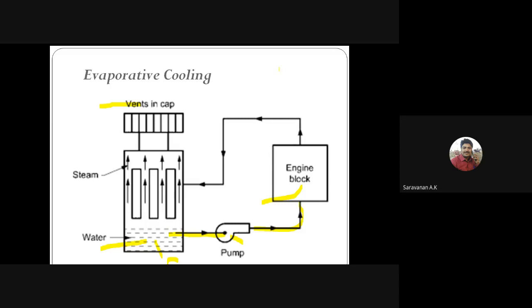The water carries the heat from the engine, and it will pass through the condenser. Once the water gets heated, we get steam. That steam will pass through the condenser, where the temperature is reduced. Again the steam is converted into water, and it passes to the same water tank. Then it will be pumped. In some cases it pumps the water from the lower tank to the upper tank. This type of cooling system is called the evaporative cooling system.